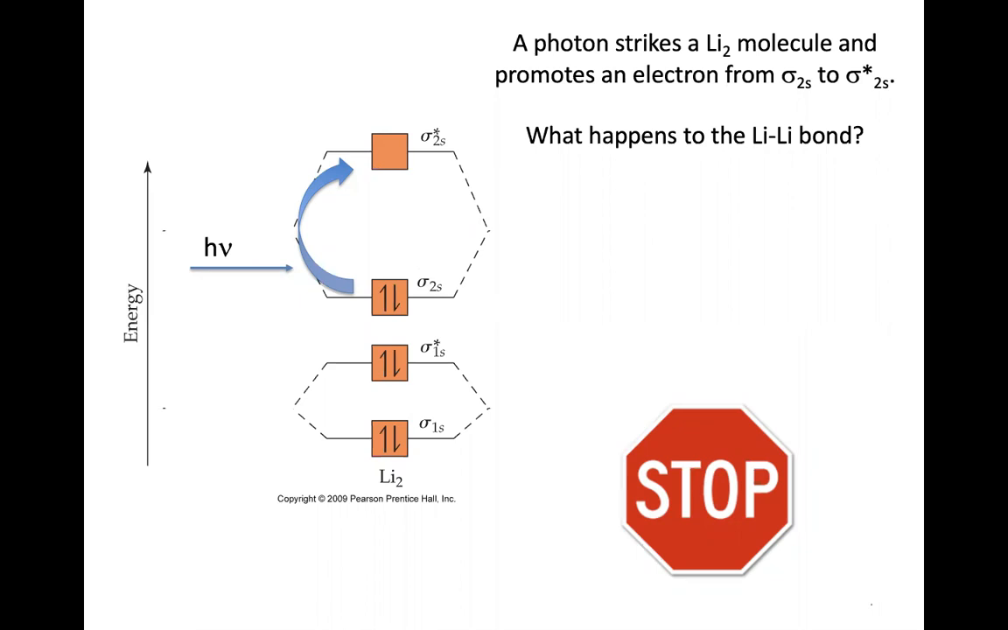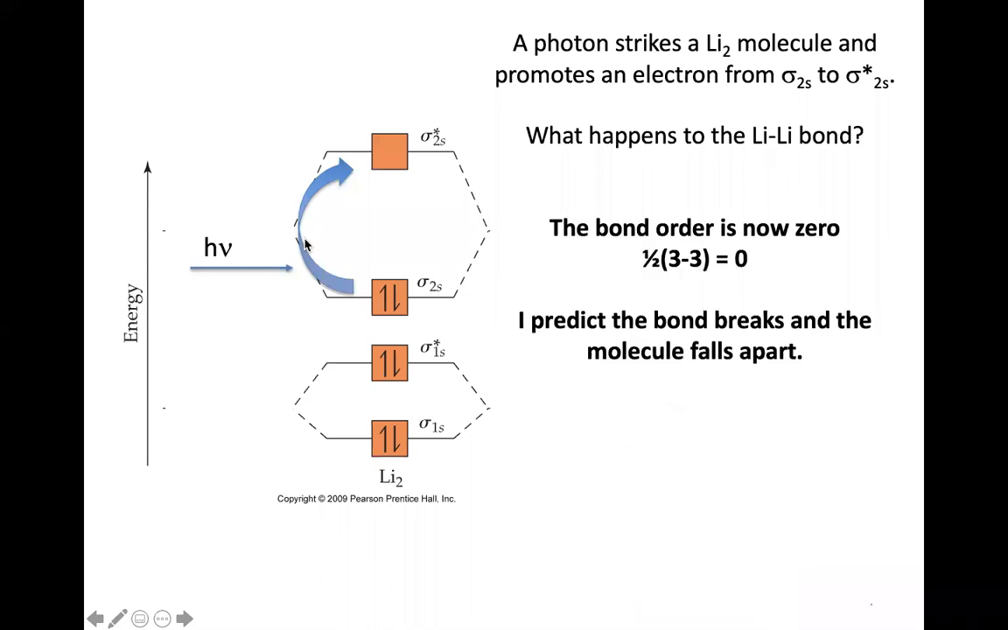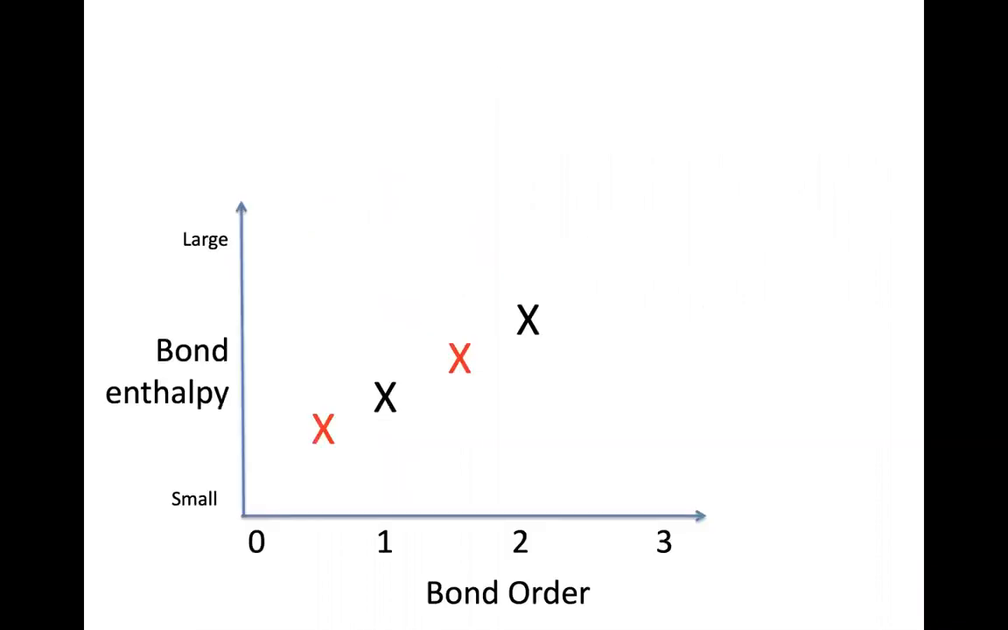to be 0. I would have the same number in bonding as in anti-bonding. If I have a bond order of 0, I don't think I have a bond anymore. I think what's happened is the photon has come in and it's broken the bond. I predict that's what happens if we have this promotion taking place. People did, I thought, a really good job describing this and thinking about this within Perusal.